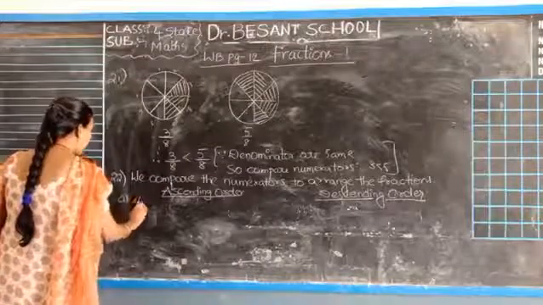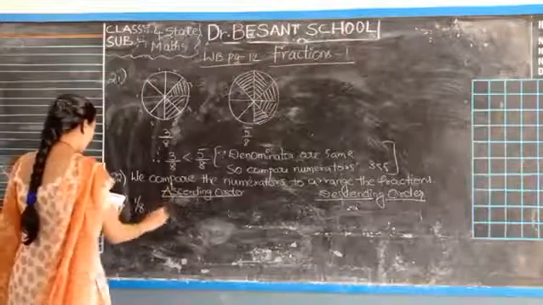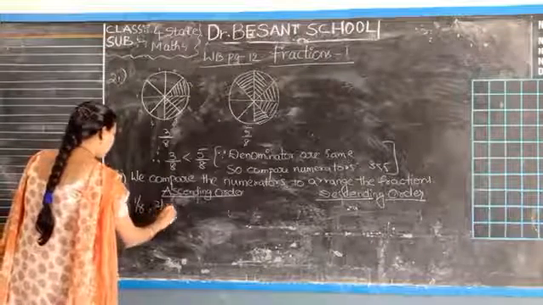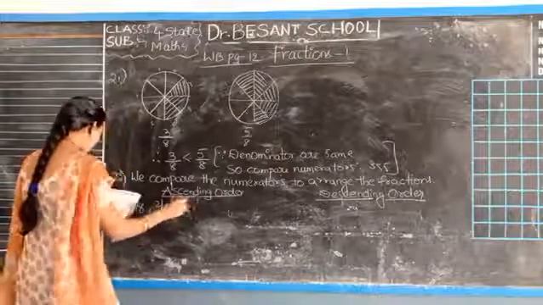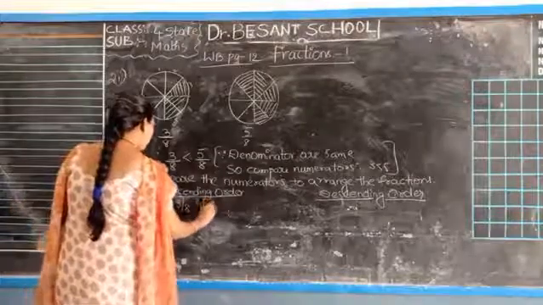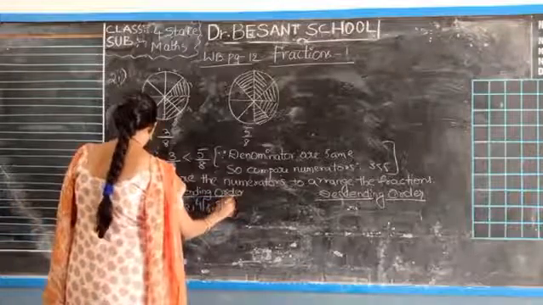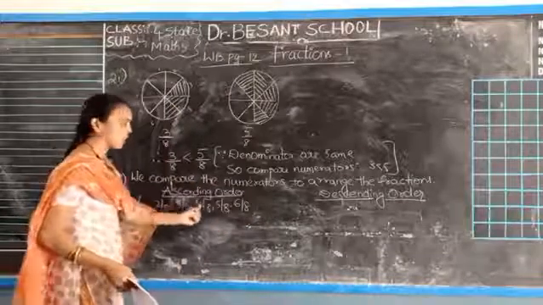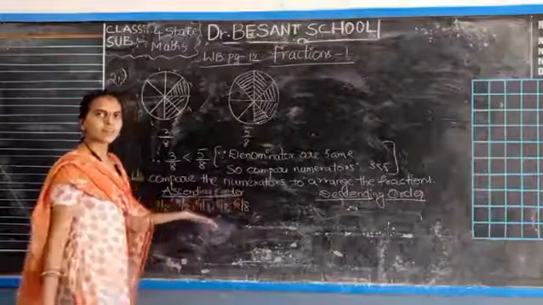So I will arrange the given fractions. First of all, in ascending order means small to big. 1 by 8, 2 by 8, 3 by 8, 4 by 8, 5 by 8, 6 by 8. I am writing directly by seeing the numerators only. Nothing other than that I am doing.